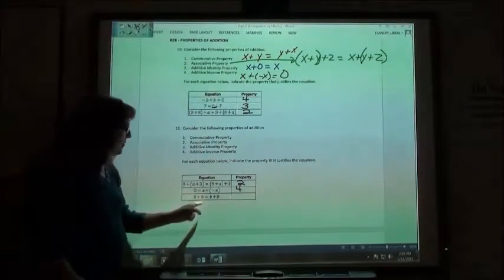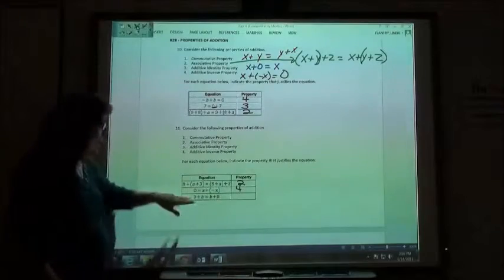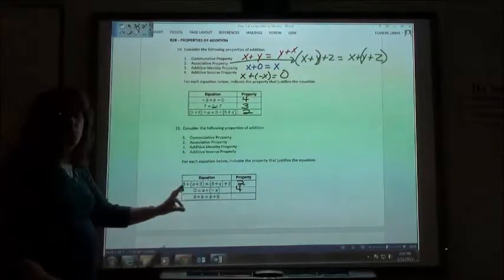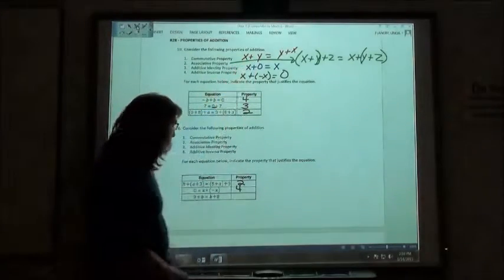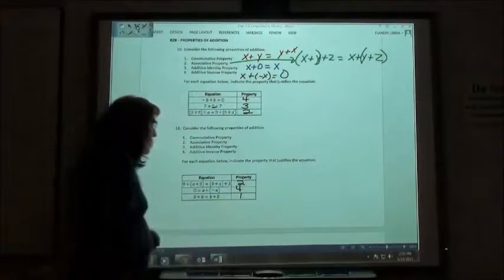Here, 9 plus b equals b plus 9. I've switched the order of my 2 expressions. That's my commutative property, number 1.